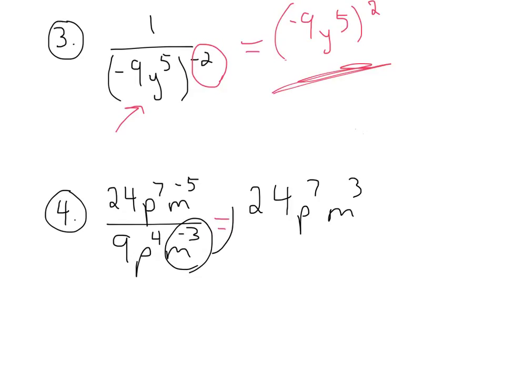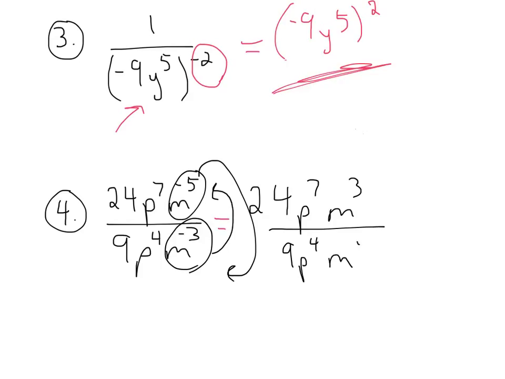That means move it to the numerator. This m to the negative 5 means move it to the denominator. You change its location and then make it positive. The 9p to the 4th stays the same, but now in the denominator we have m to the 5th. And then you can simplify this expression by canceling and subtracting as needed.